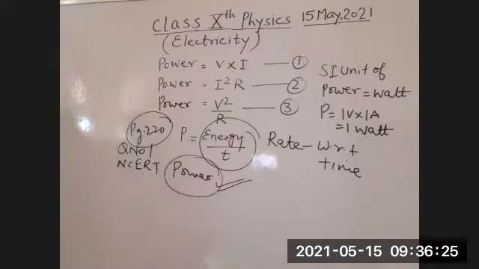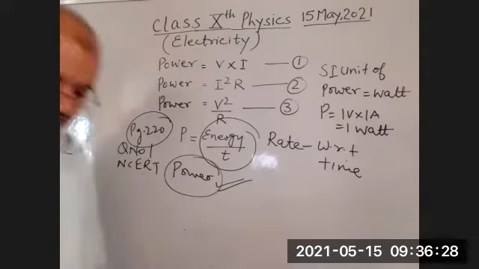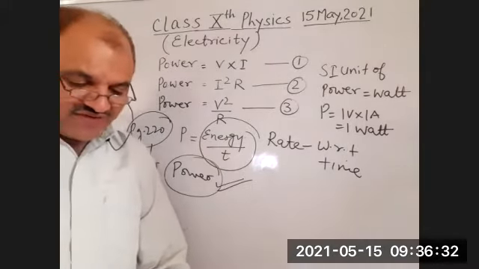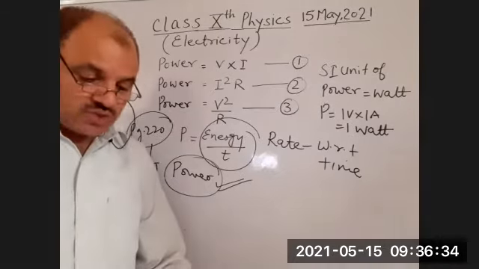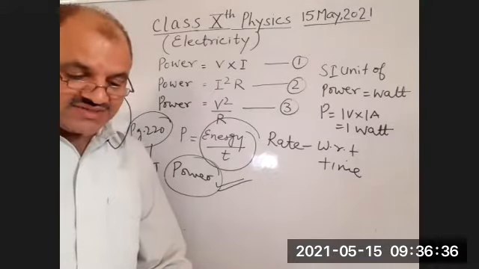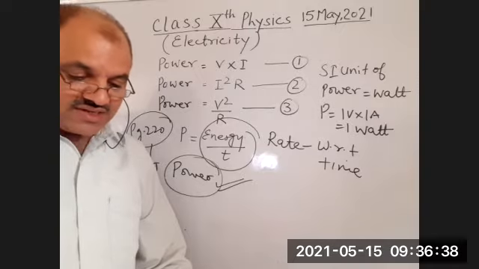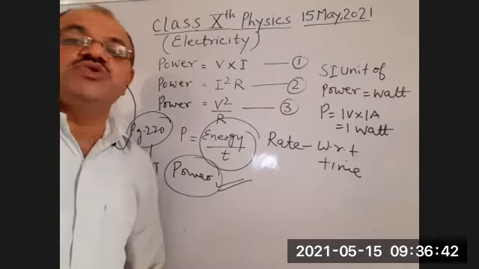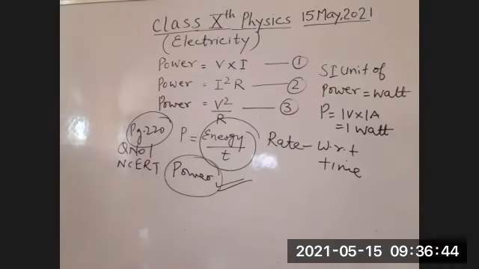Now question number 2. I read the statement: An electric motor takes 5 ampere from a 220 volt line. Determine the power of the motor and the energy consumed in 2 hours. Now students, how will we solve this question?